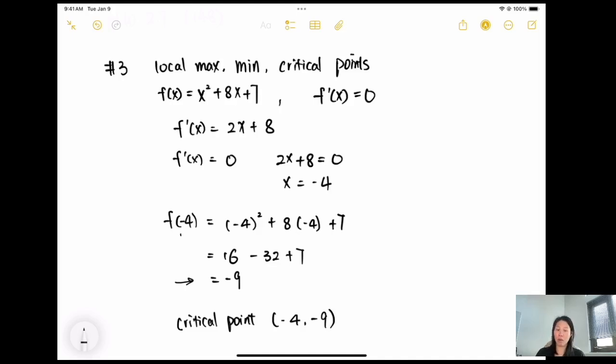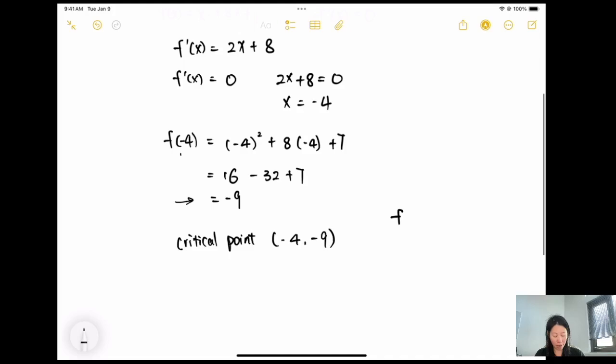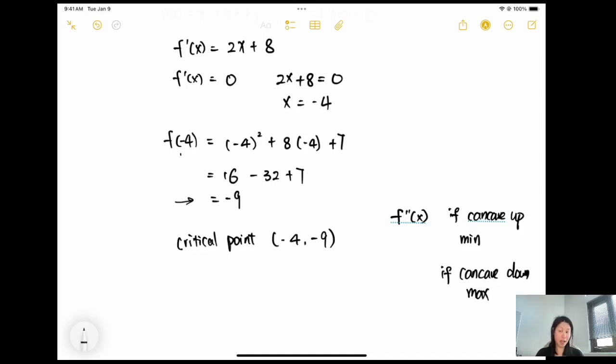So how do we do it? Well, we know that for the second derivative, f double prime, if it is concave up, we have a minimum. If it's concave down, we get a maximum. So if it's concave up, our second derivative will be greater than 0. If it's concave down, it will be less than 0. So now let's test this critical point to see if it's a minimum or maximum.